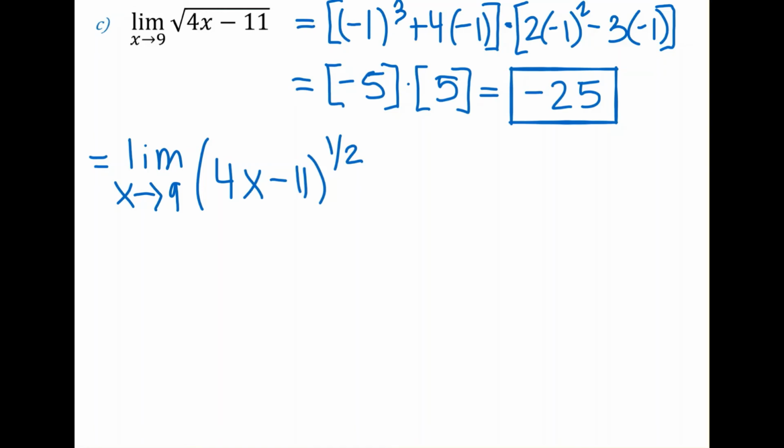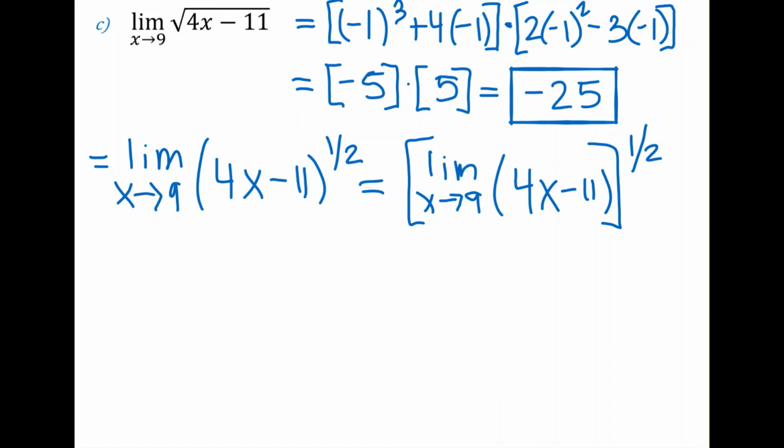So that means we can take the limit as x approaches 9 of 4x minus 11 and take that entire expression to the half power. First, let's compute the limit as x approaches 9 of 4x minus 11. 4x minus 11 is a polynomial, so that means that in order to find the limit as x approaches 9, we can just substitute x equals 9 for x.